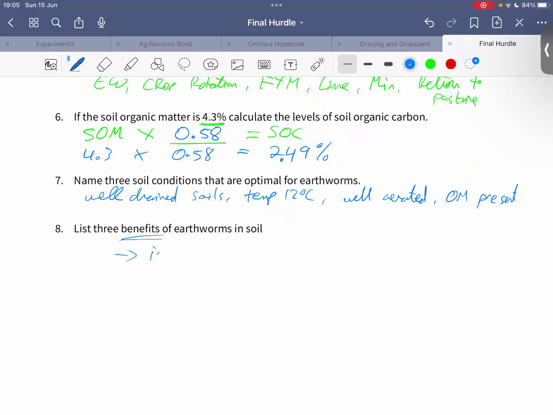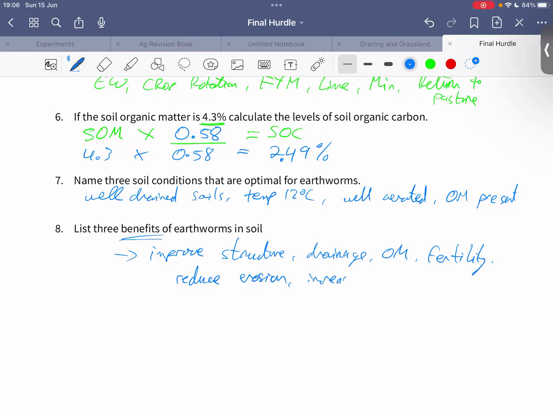Okay, what are the benefits of our earthworms? What do they improve? They improve everything in our soil. Just start naming, even if you don't know, start naming soil characteristics. Soil structure. They improve the drainage. They improve the levels of our organic matter. They improve the levels of our soil fertility. They reduce erosion. Excellent. I'm loving that point. Increase your yield. Okay. How do they increase the yield? Because their worm casts contain nitrogen, phosphorus, and potassium, reducing the cost that you'd have to spend on your fertilizers.